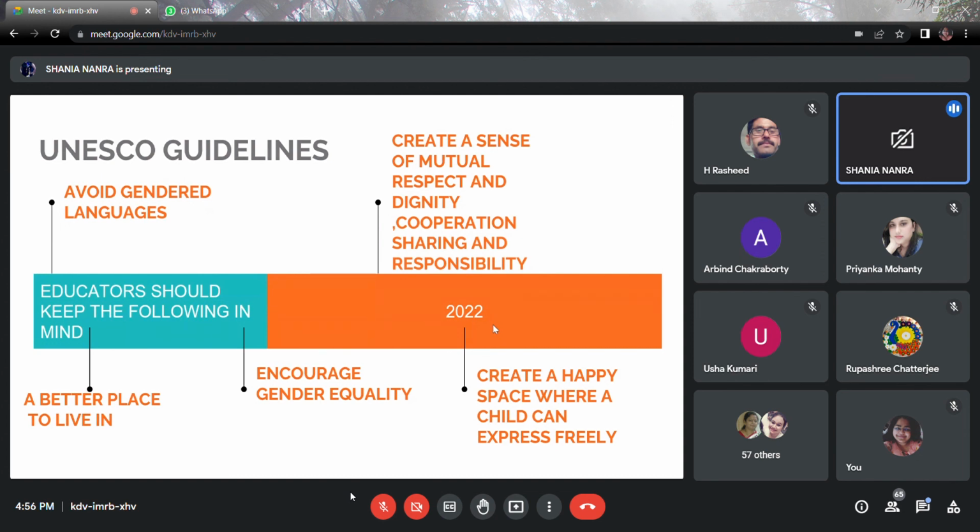Encourage gender equality. They must be aware of what gender equality is. A teacher must be aware first of what gender equality is, and only then can she impart that education to others. Create a happy space where a child can express freely. So this UNESCO guideline of 2022 for educators, to be in a gender sensitive school, is to create a happy space where a child can freely express himself or herself.